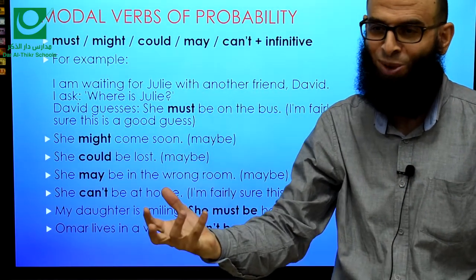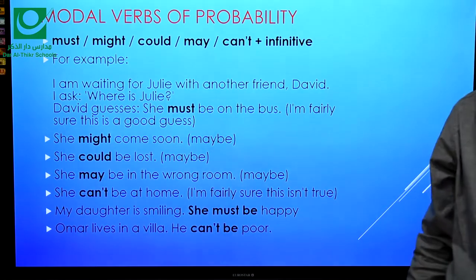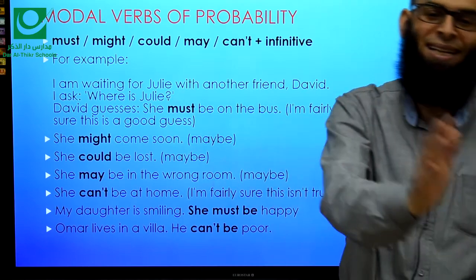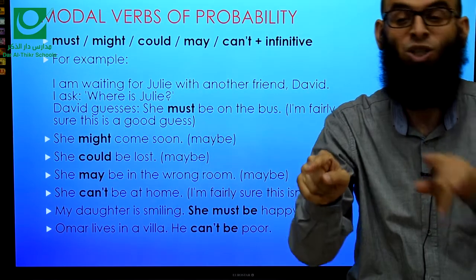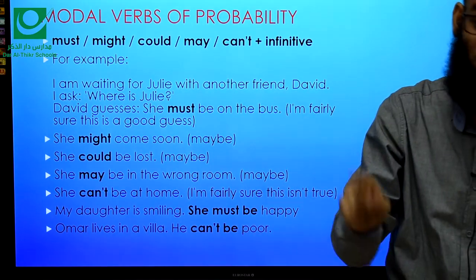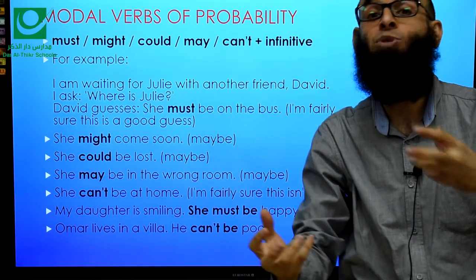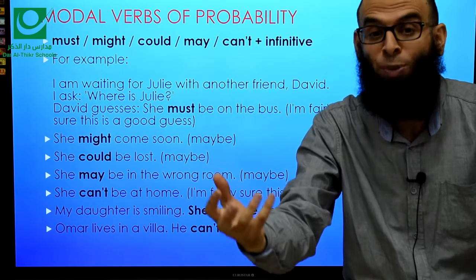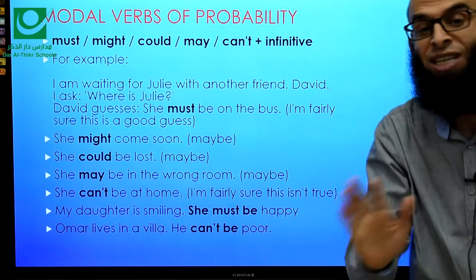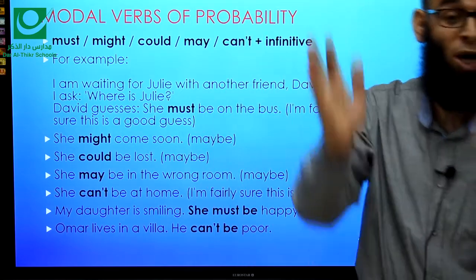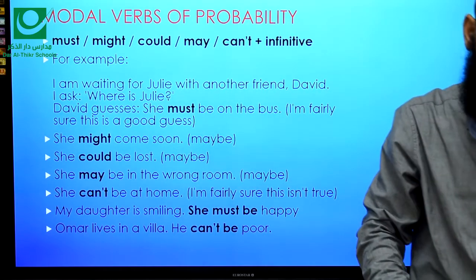Are they the same? Of course not. If I say must, it means that you are sure of something. But if I say can't, you are sure, but you are sure not. Of course, there is a big difference between I'm not sure and I am sure not. I'm not sure means something which is not certain for you. But when I say I am sure not, you are sure that something is not there, for example.